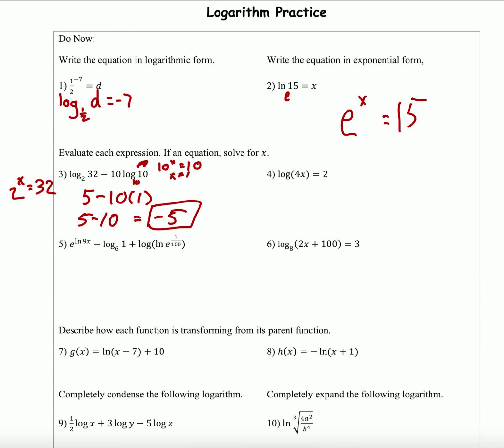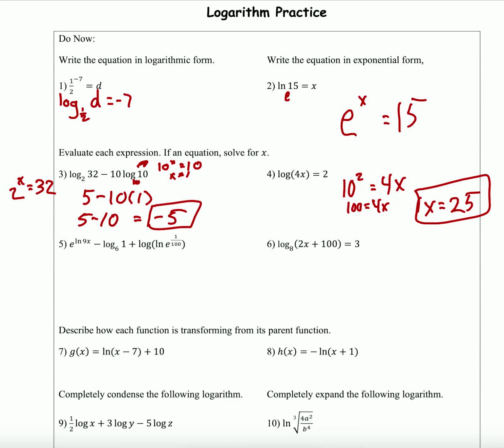Number 4, that is an equation, another common log, so the base is 10. So let's take this out of logarithmic form and put it in exponential form. That would be our base is 10, our exponent is 2, our argument is 4x. 10 squared is 100. Equals 4x, divide both sides by 4, you would get x equal to 25.